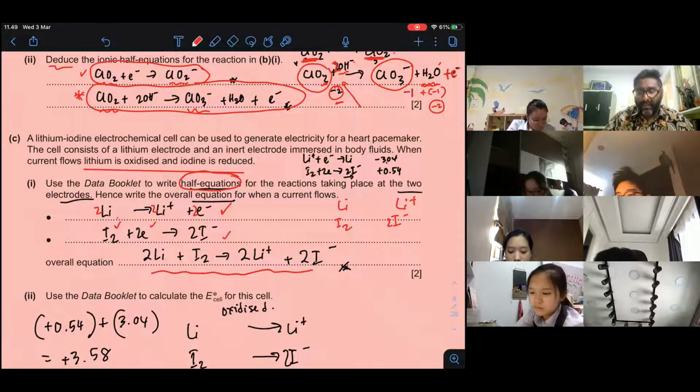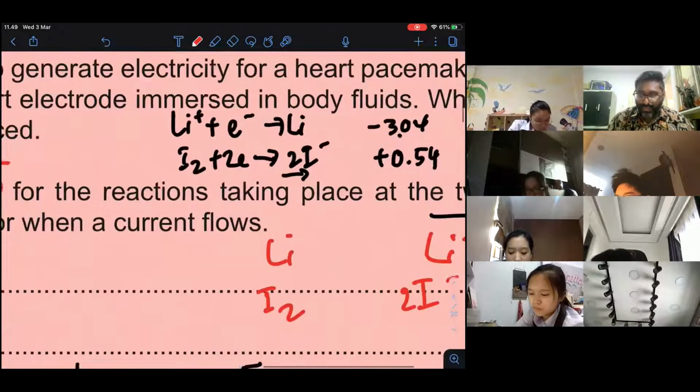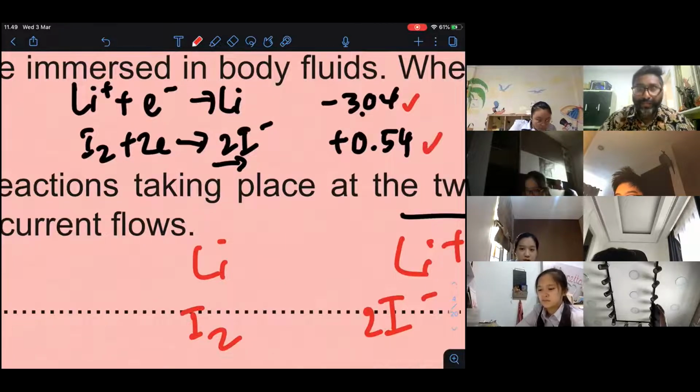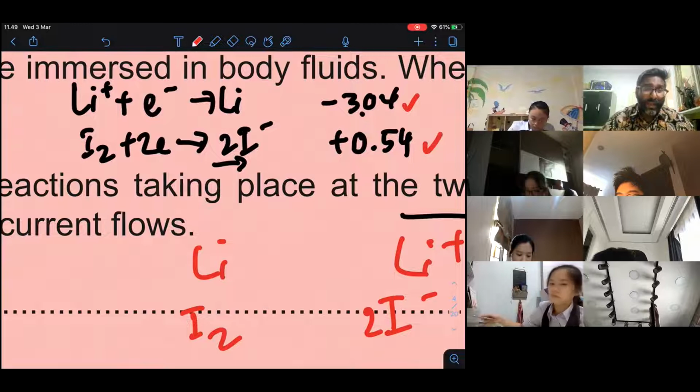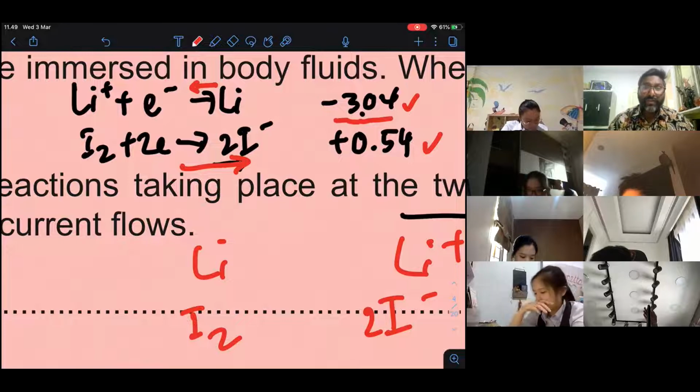When I look at the, okay, my data booklet, this is the standard reduction potential that I will get. Okay, Li plus plus electron to give you Li negative 3.04. And then I2 plus 2 electron, okay, 2I minus, positive 0.54. This is very important because, okay, now I know, okay, which one is more positive. I know that 0.54 is more positive. This will go forward and this will go behind. So when it goes behind, this one will become positive 3.04.